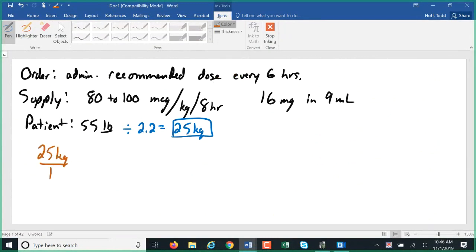Starting out with a 25 kilogram patient, what is the next thing we need to do? Let's say we're going with the max first for our initial calculation. What do we do next?